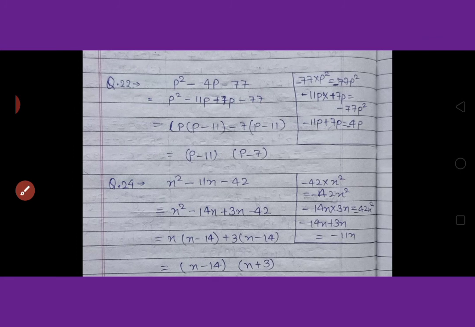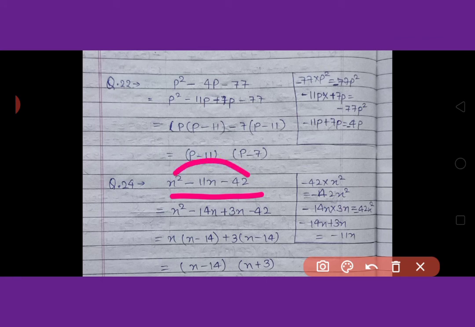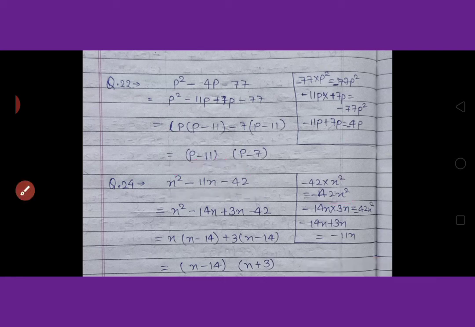Next question: x square minus 11x minus 42. So the first and third term will multiply. Its multiplication will come minus 42x square. Minus is coming, we have to remember. Then the second term will split in the form of subtraction. So we have to find the numbers whose subtraction becomes 11 and multiplication will be 42x square. For that sake we have to learn the tables.